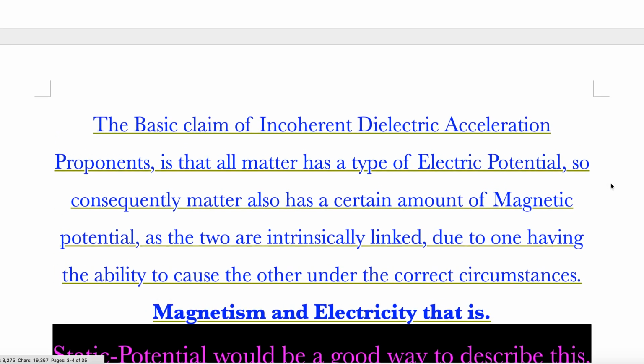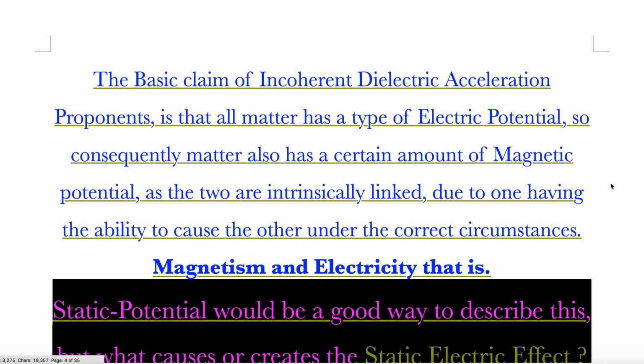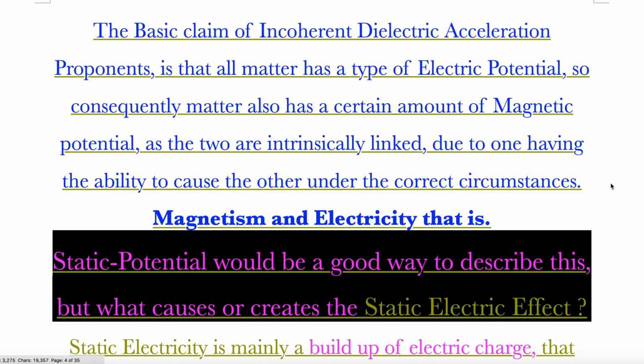The basic claim of incoherent dielectric acceleration proponents is that all matter has a type of electric potential, so consequently matter also has a certain amount of magnetic potential, as the two are intrinsically linked, due to one having the ability to cause the other under the correct circumstances. Magnetism and electricity, that is. Static potential would be a good way to describe this, but what causes or creates the static electric effect?